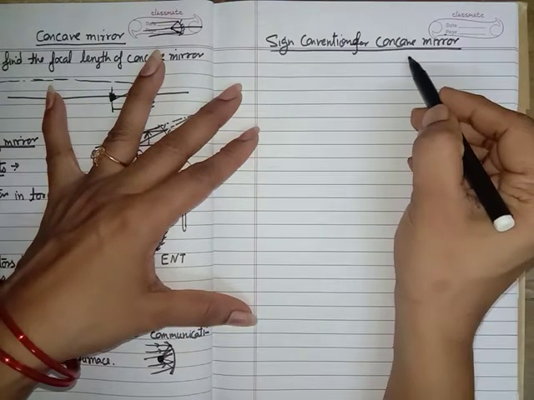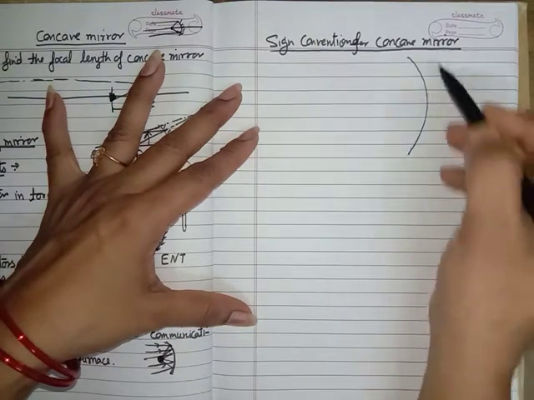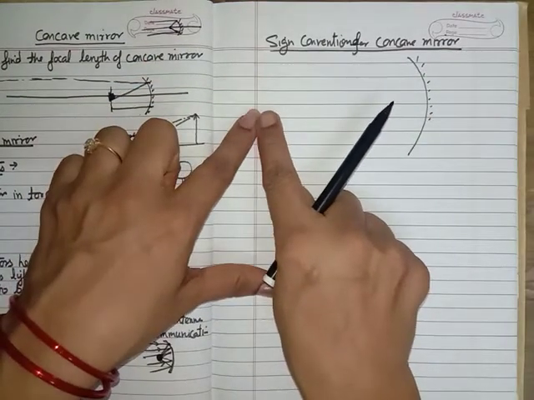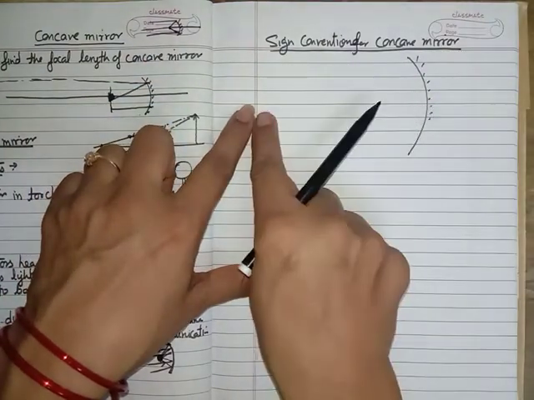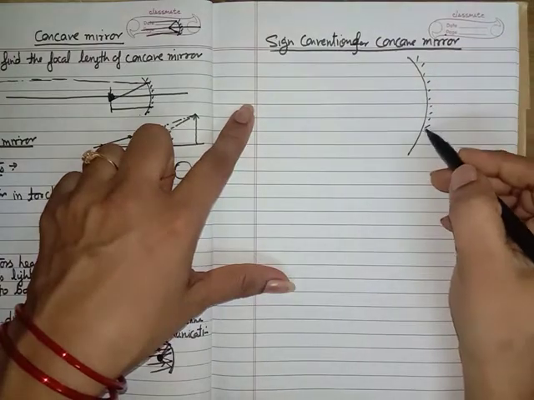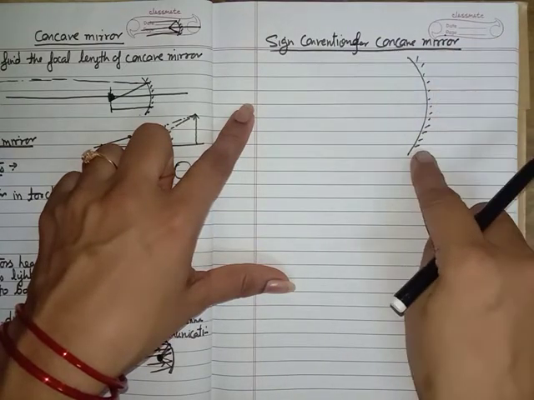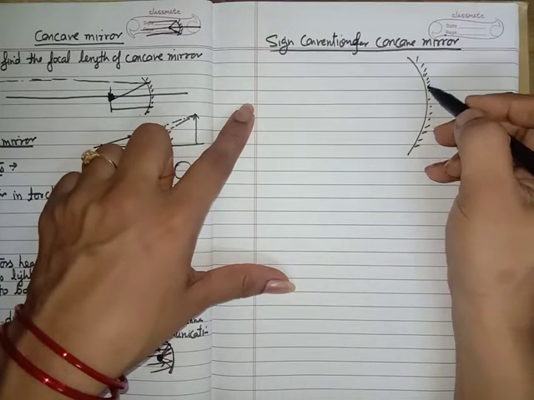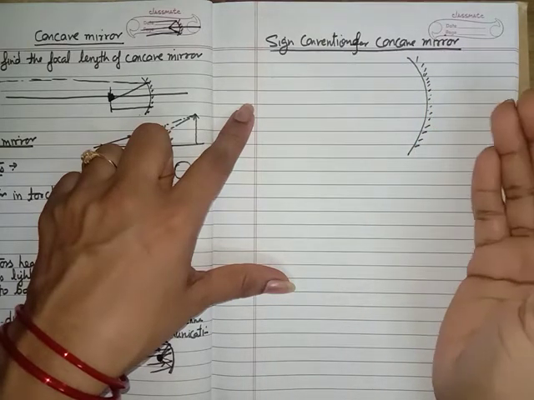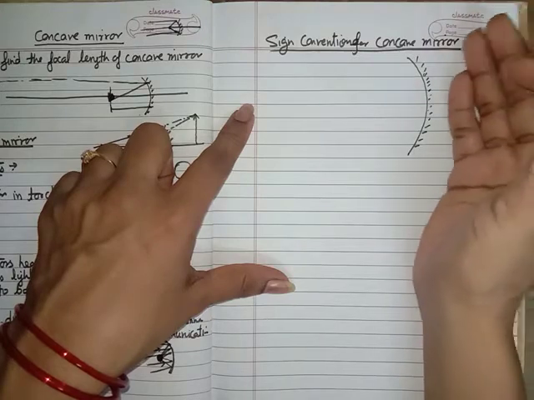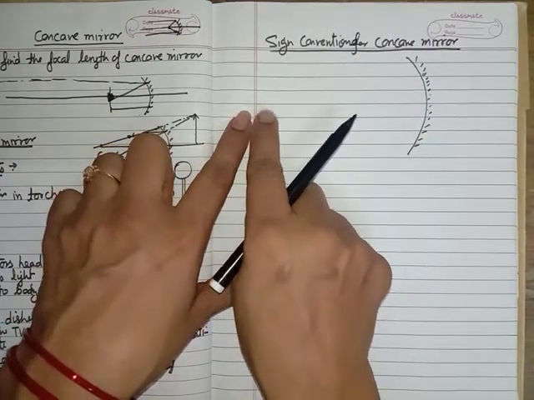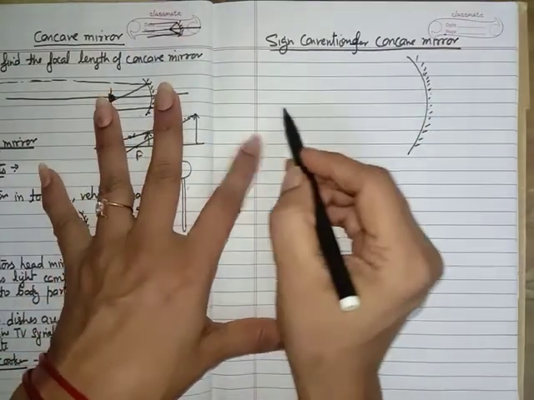This is the concave mirror. You should also remember one thing: the object should always be in this direction, and the polish, the reflecting surface, should be in this direction. It means the object should always be here, on your left side.